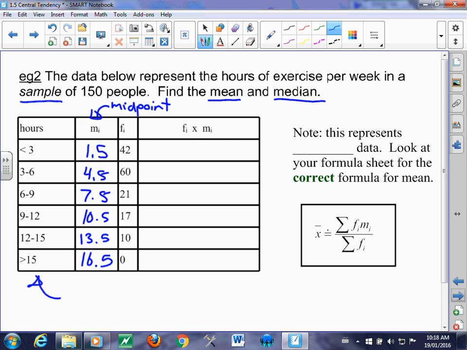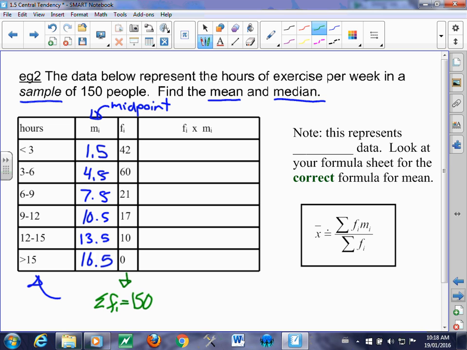In order to calculate the mean, we need to take a look at the frequency of each and times it by the number of data points in each category. The first thing I want to do is get the total of my frequency. So what's my total number of people here? Sigma f_i, if I take my calculator, add 42 plus 60 plus 21 plus 17 plus 10 plus 0, it's going to equal 150. That's going to be used later on in our formula.